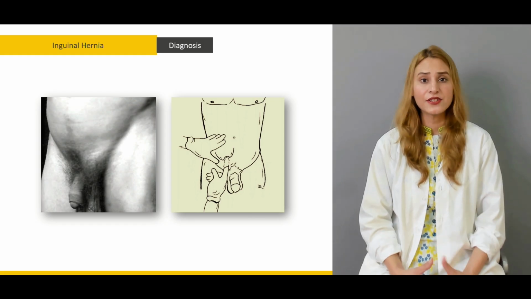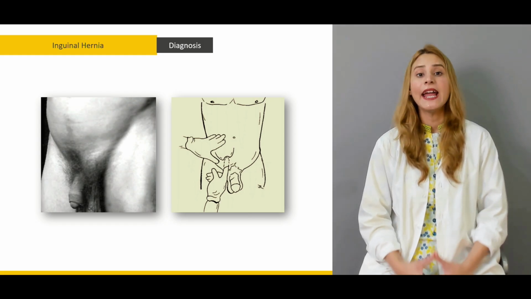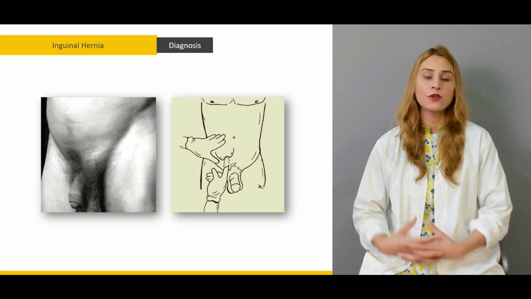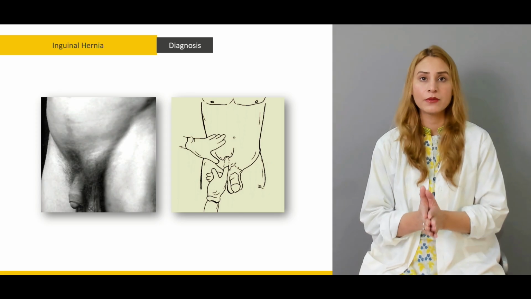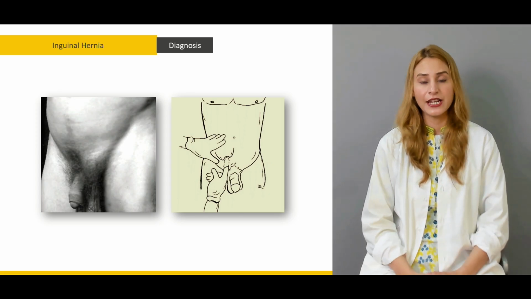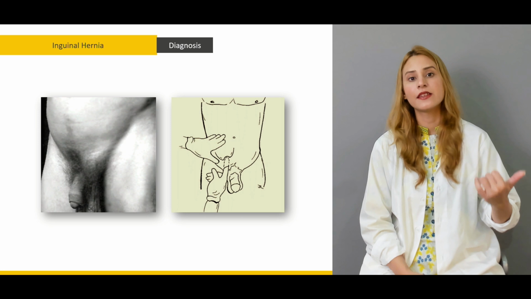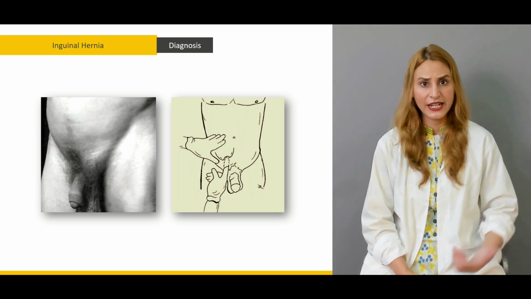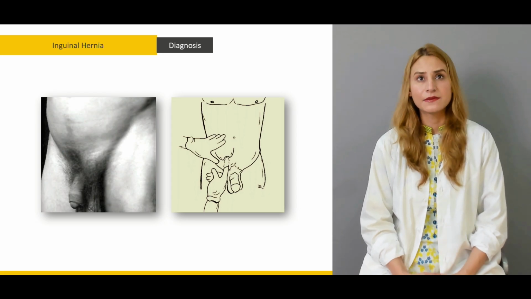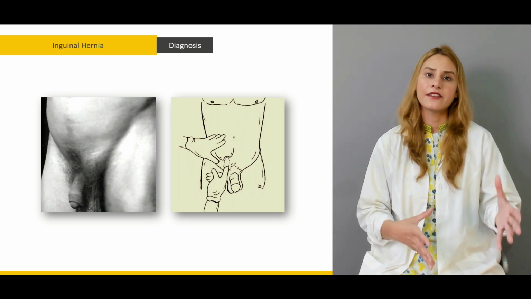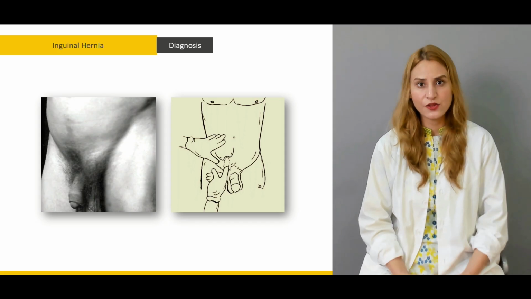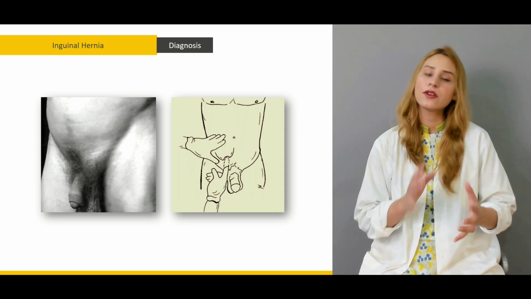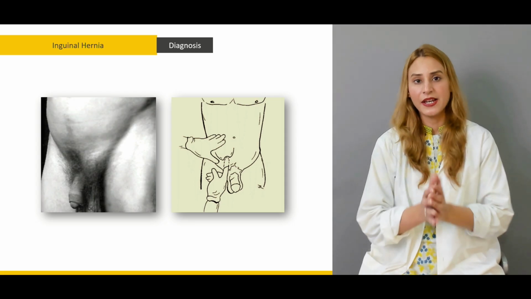What do you have to ask the patient in the history? The age of the patient is very important, because inguinal hernias, especially indirect hernias, are very common in old age, mostly in males. And with direct hernias, there's more chance of strangulation, but with indirect hernias, there's less chance of strangulation. So you have to ask about the age of the patient.